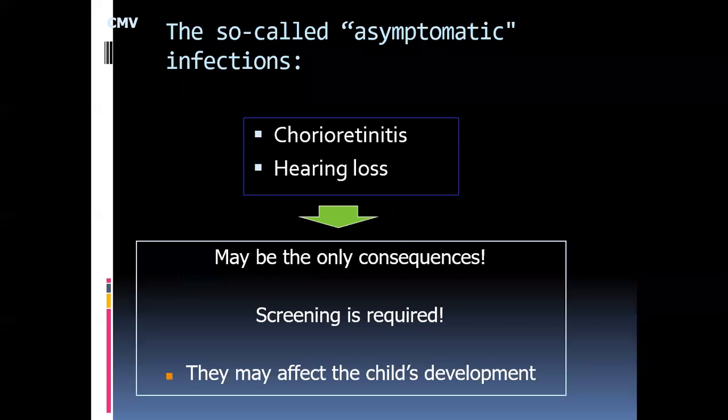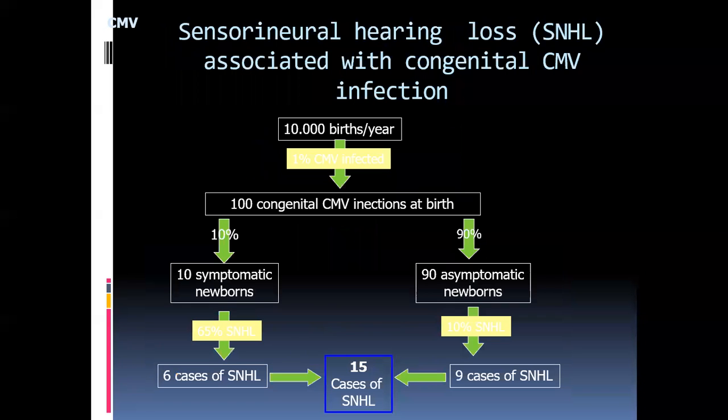So asymptomatic infections can also produce chorioretinitis and hearing loss, most importantly comprising about 10% of the cases. So sensorineural hearing loss can also be associated with congenital infections. They can occur in some ratio of about 100 congenital cytomegalovirus infections.